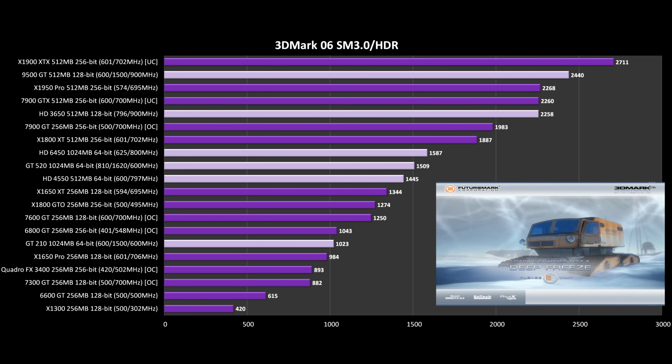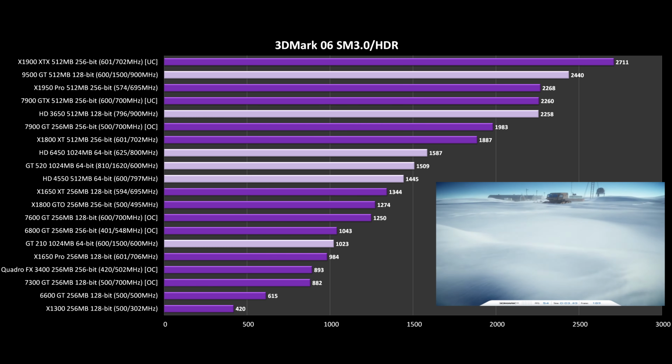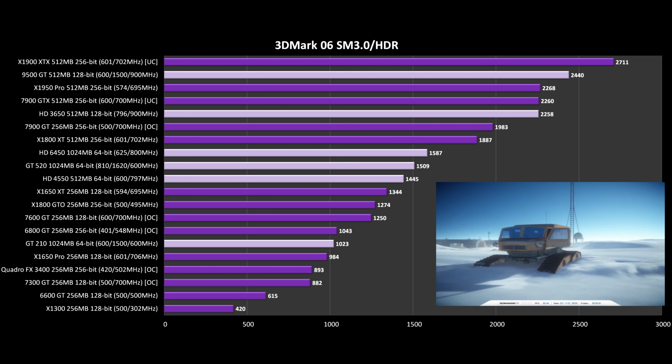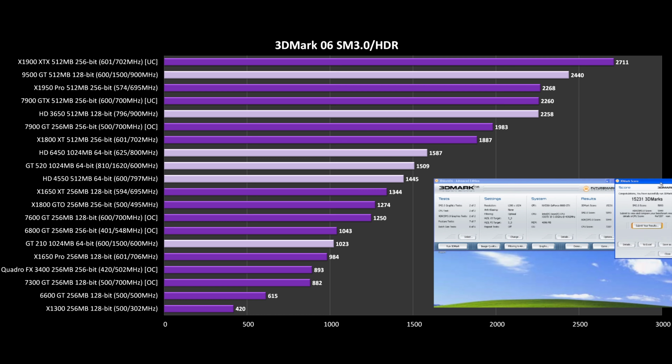GT 210 is again the slowest DirectX 10 card, but is almost on par with overclocked 6800 GT and 4% faster than X1650 Pro. This is the last synthetic benchmark I will show before game results. If you are interested in similar tests, please skip to later part of the video.